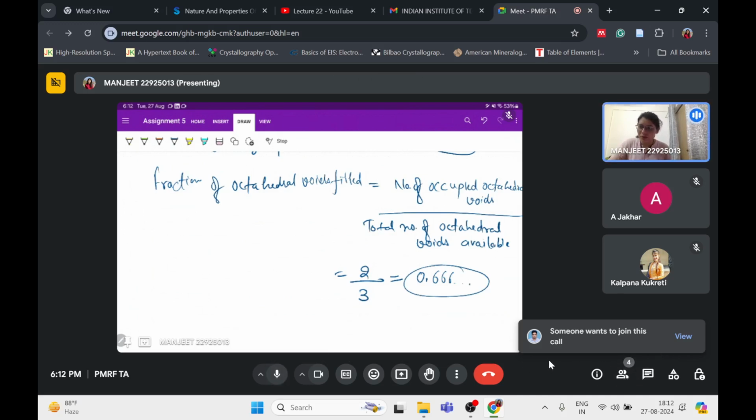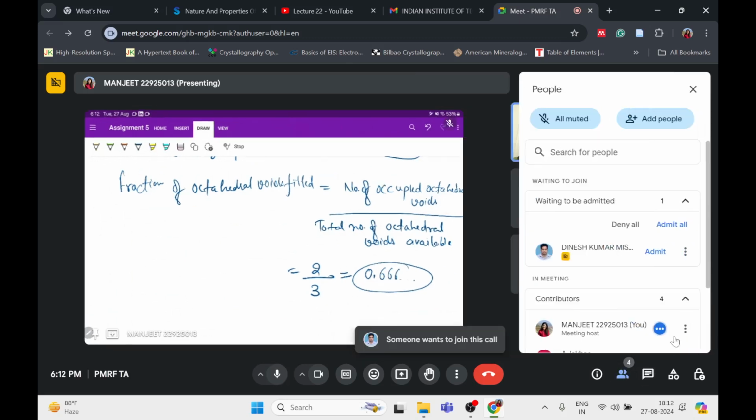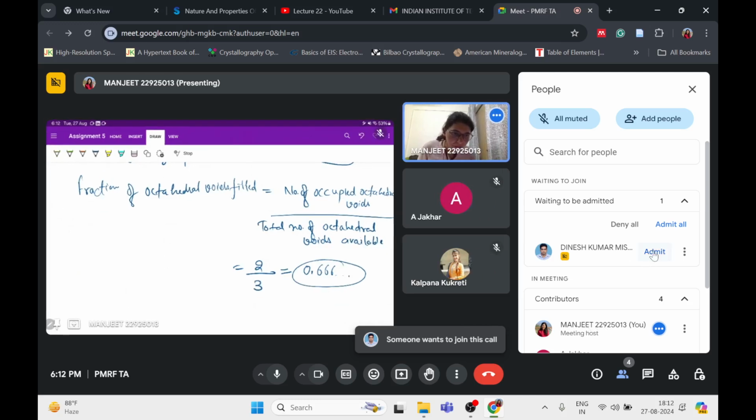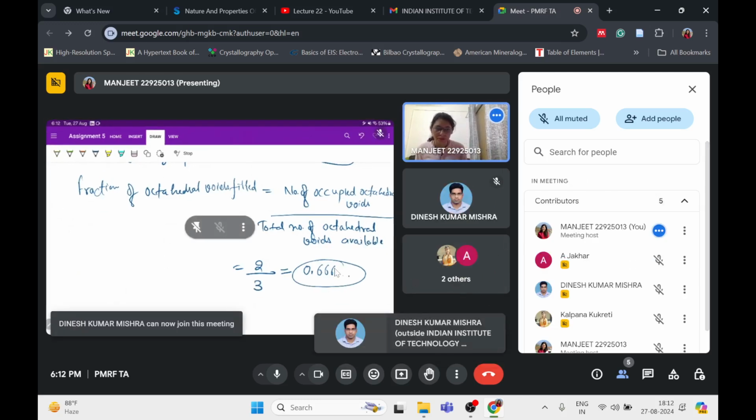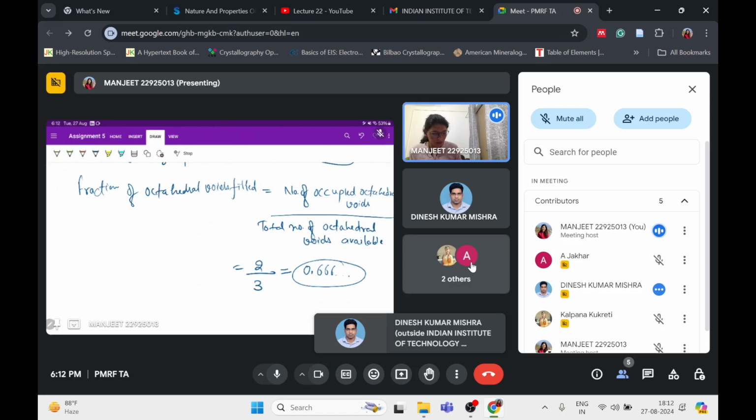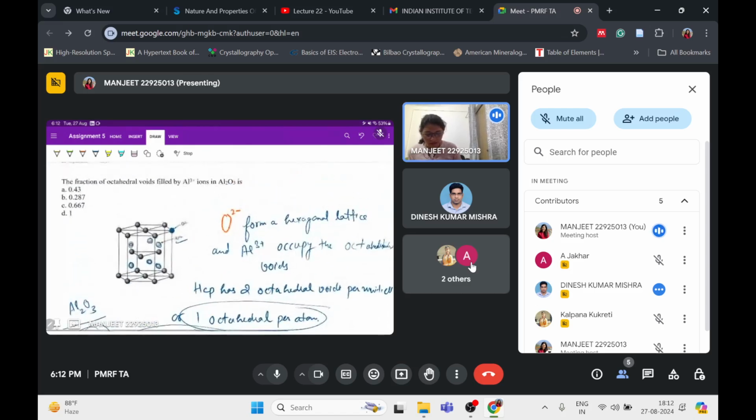So the fraction of the octahedral voids filled by the aluminium 3 positive ion will be 0.667. So C will be the correct answer.